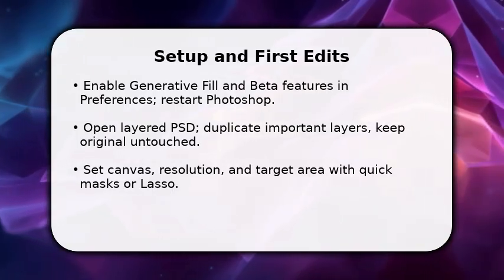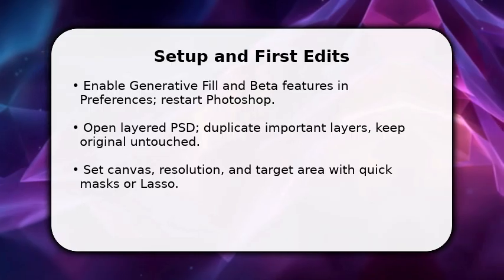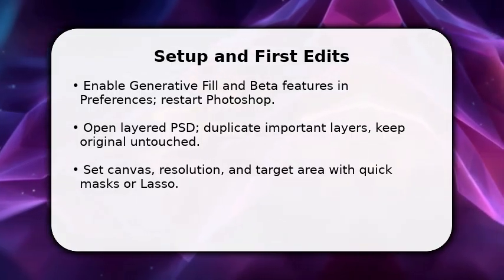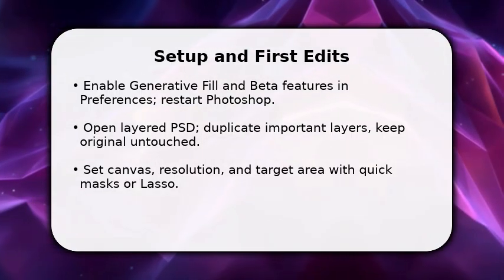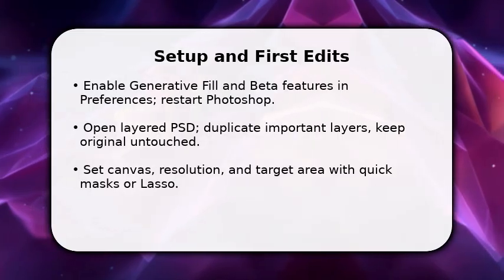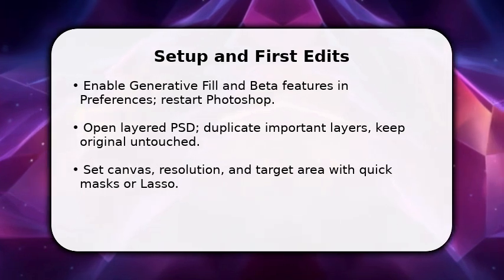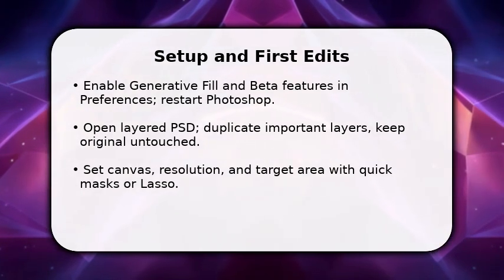Next, define the edit area with a quick mask or lasso tool. This tells the AI where to act. Once done, choose a generation intent, repair, replace, or extend, and supply a concise prompt. Make sure to set sampling quality and iterations before you generate so results are sharper.